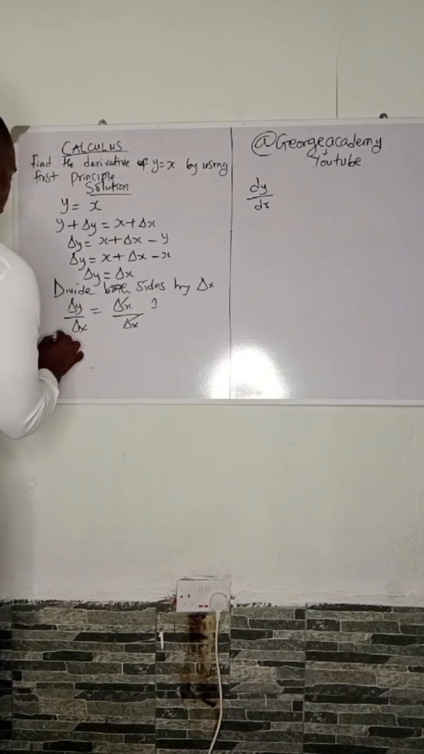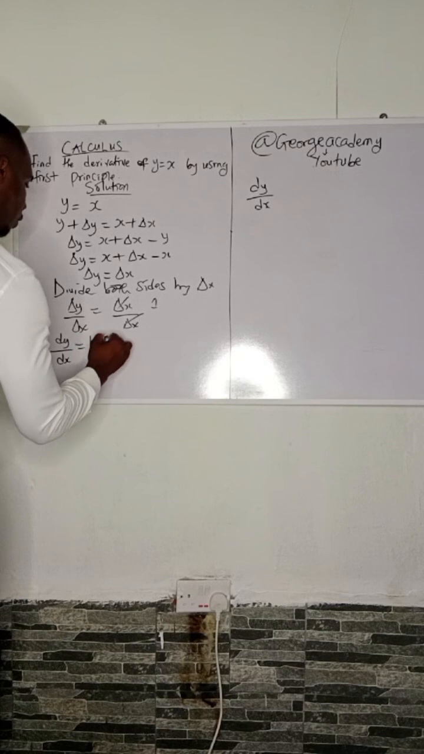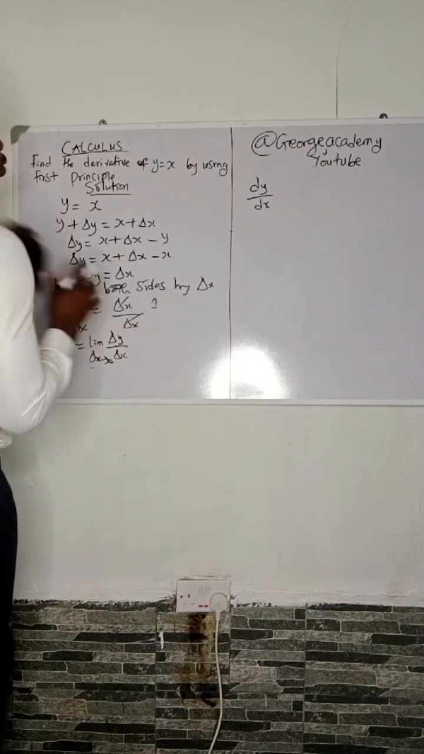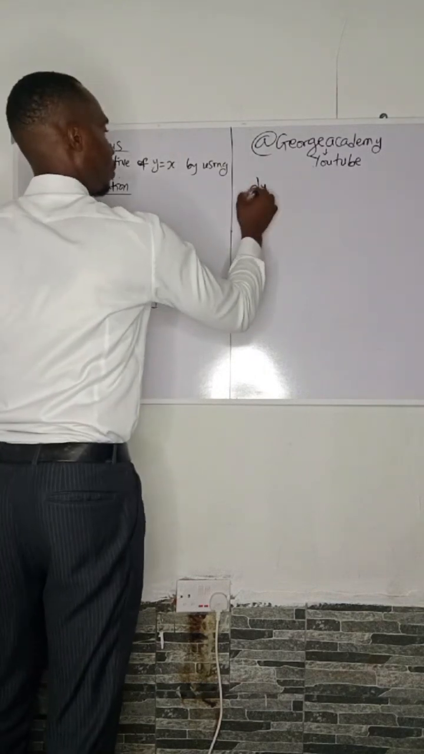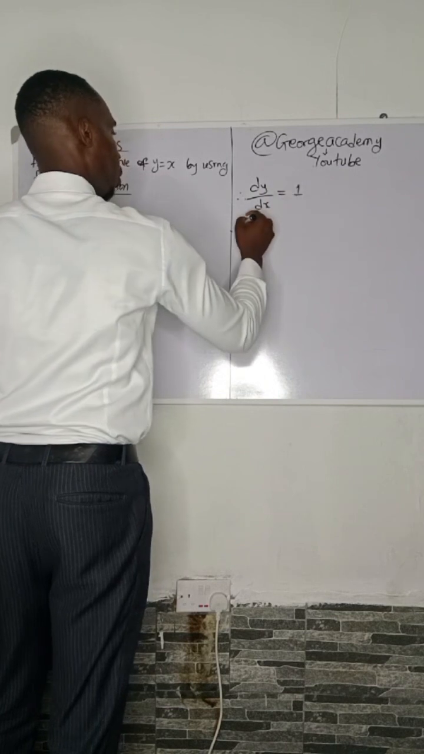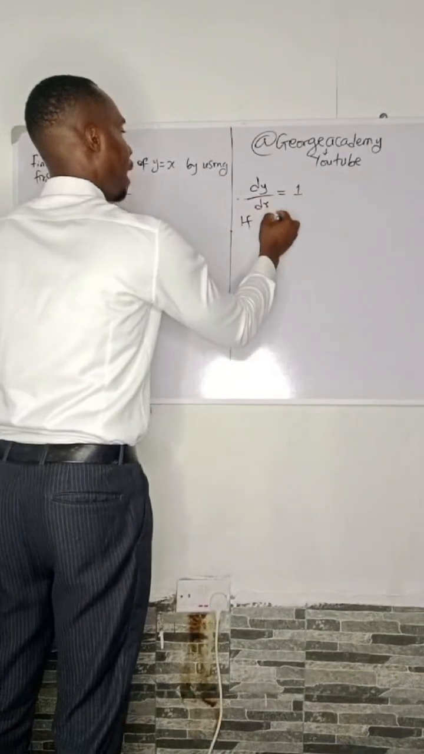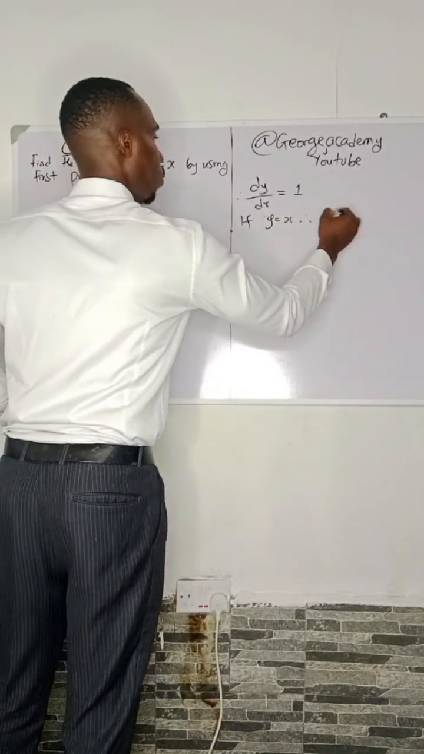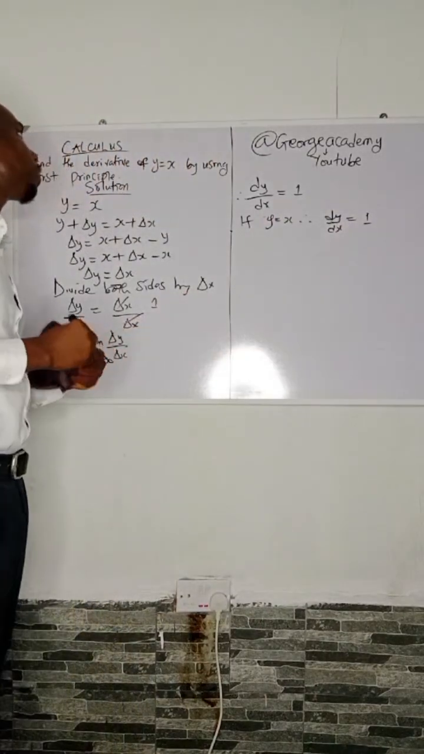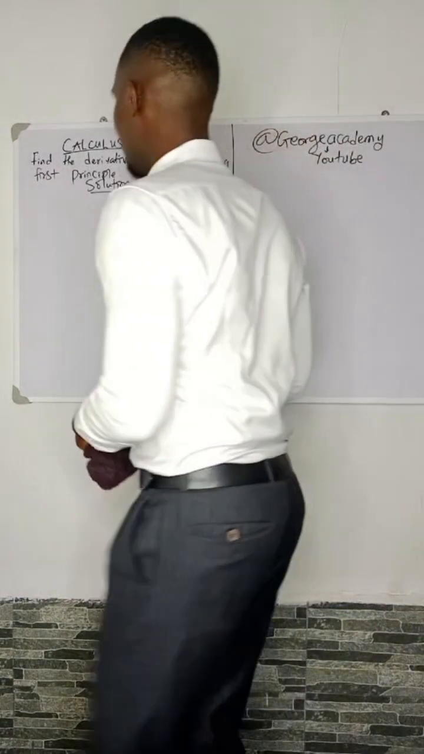But you remember, dy over dx is equal to the limit of delta y over delta x as delta x tends to 0. Therefore, dy over dx is equal to 1. So if y is equal to x, dy over dx is equal to 1. That's the derivative of this function. Let us also look at another problem here.